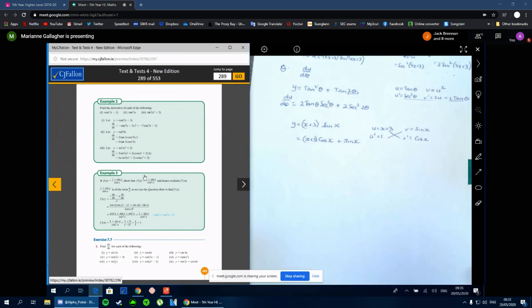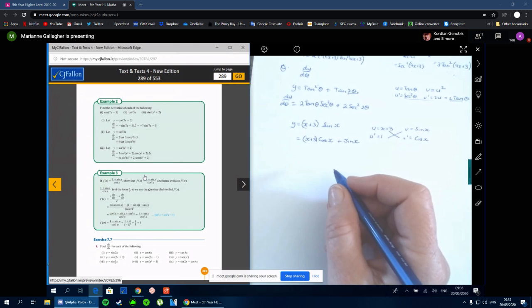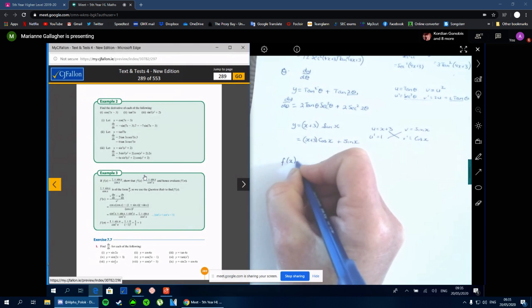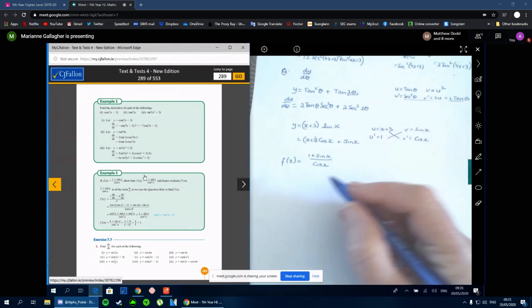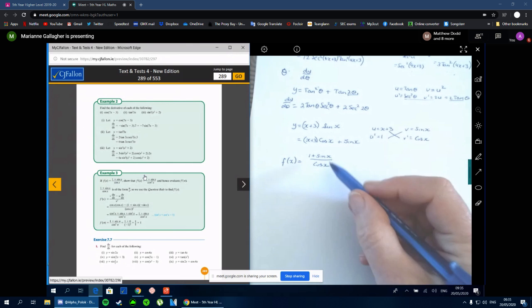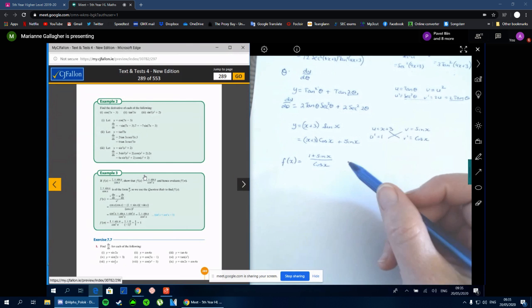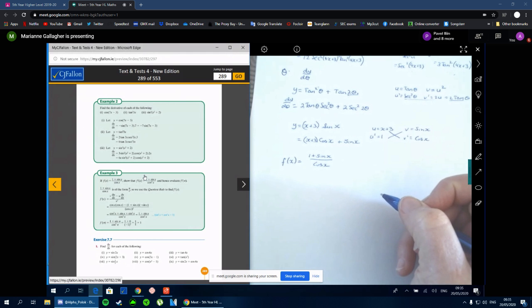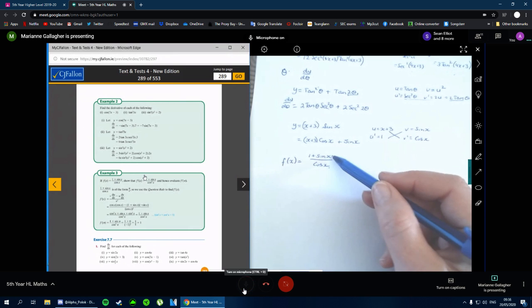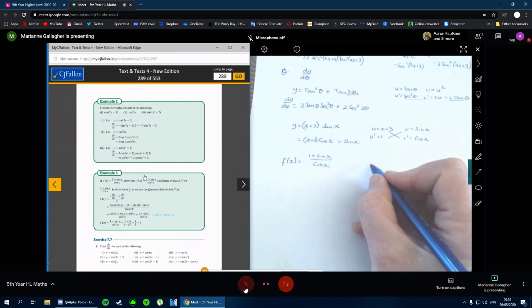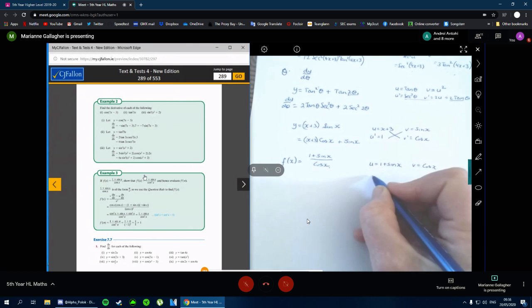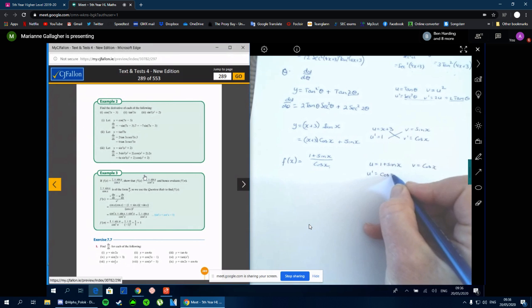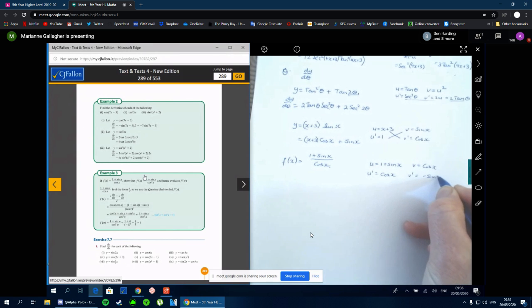So if we go to example 3 on the previous page, we've got f of x is equal to 1 plus sine x over cos x. Show that f prime of x is that, and hence evaluate. What rule do we need to use here? It's one thing divided by another, so what rule is that? Quotient. u is the top, 1 plus sine x. v is the bottom, cos x. u prime is going to be cos x. v prime is going to be minus sine x.